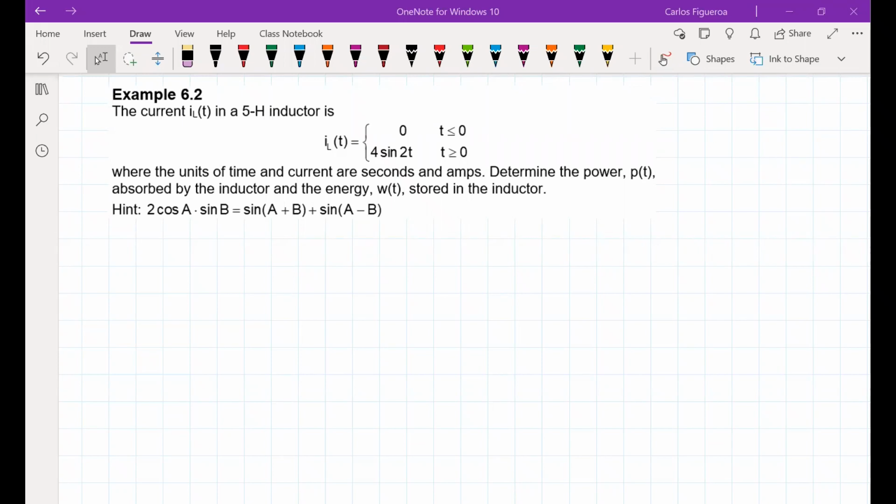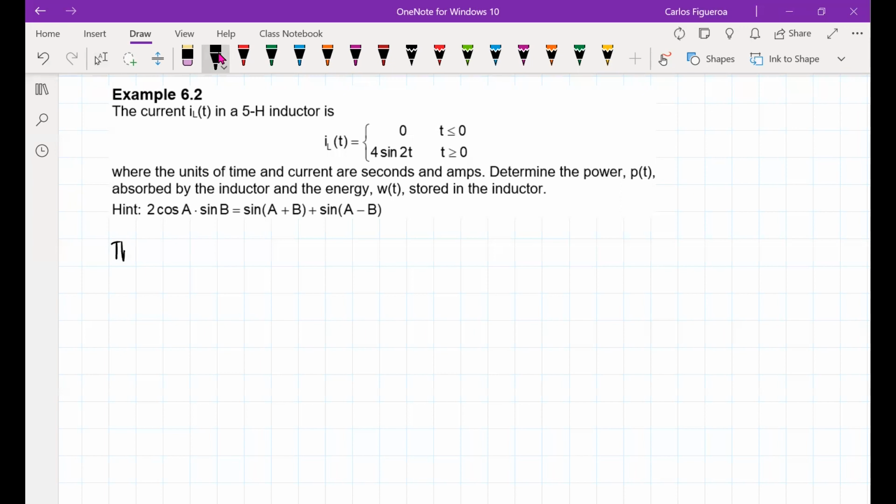Example 6.2. The current of the inductor is 0 for t ≤ 0, that is at 0 minus, and at 0 plus it's 4 sin 2t, where the units of time and current are seconds and amps. Determine the power absorbed by the inductor and the energy stored in the inductor. Somewhere along the line, we're going to have to use this hint here. But let's start off with the beginning.